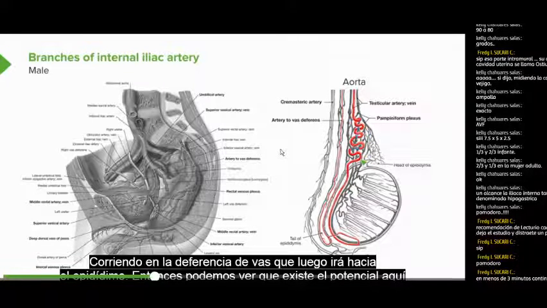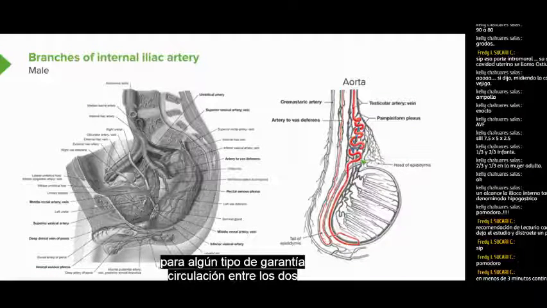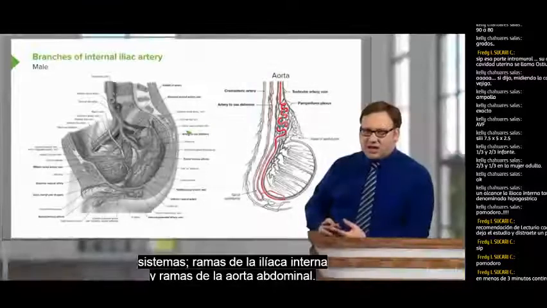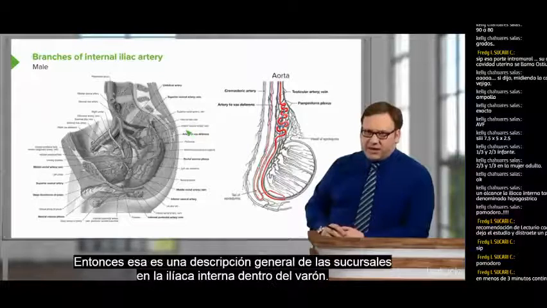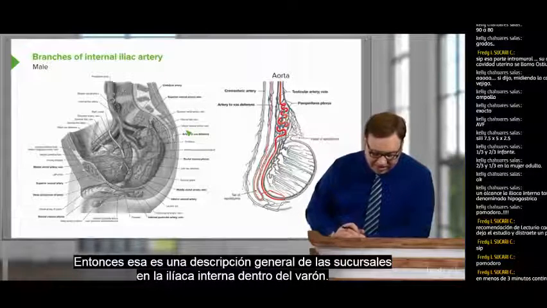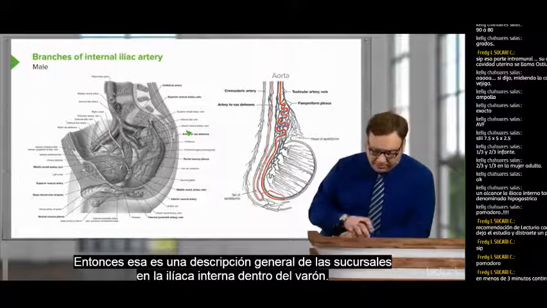Deferens, that's then going to go towards the epididymis. So we can see there's the potential here for some kind of collateral circulation between the two systems, branches from the internal iliac and branches from the abdominal aorta. So that's a general overview of the branches of the internal iliac within the male.